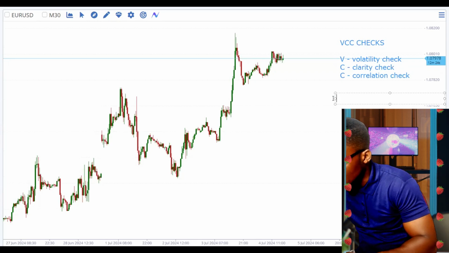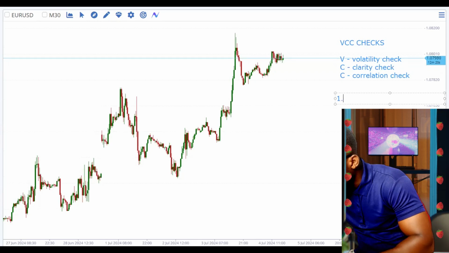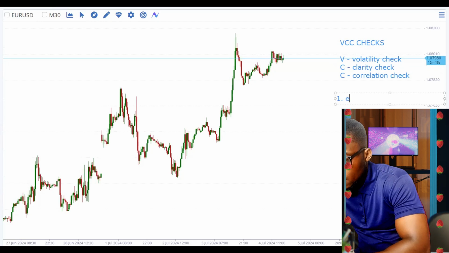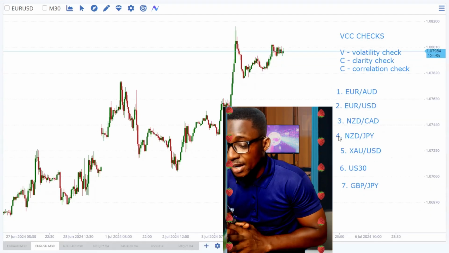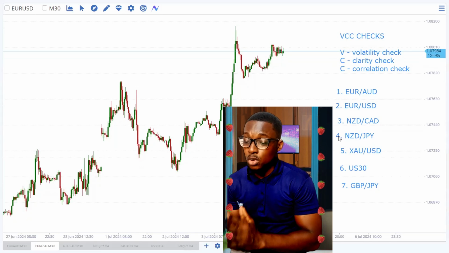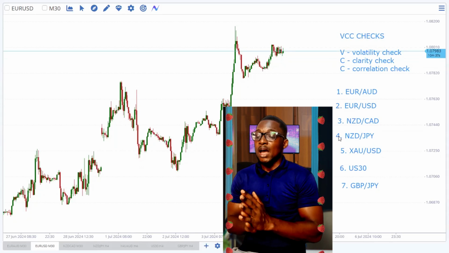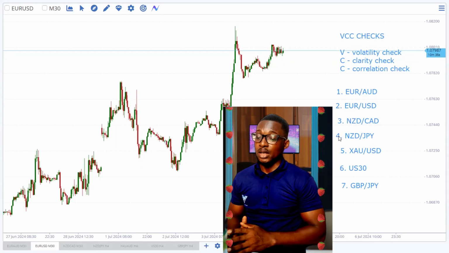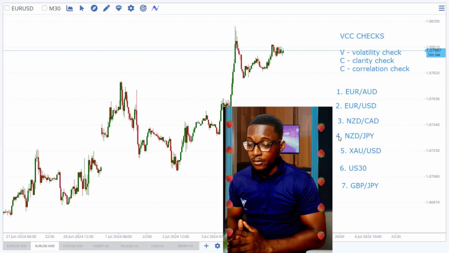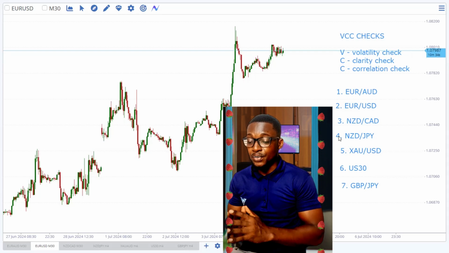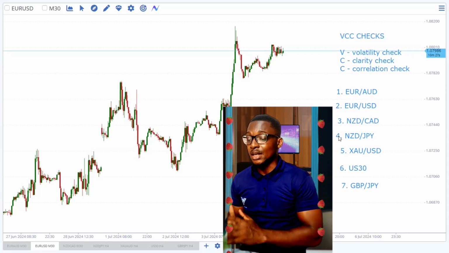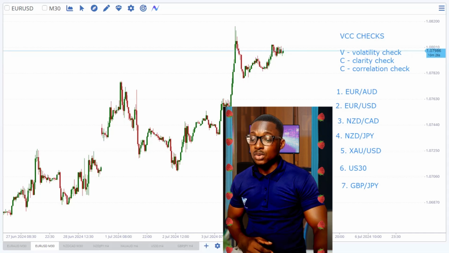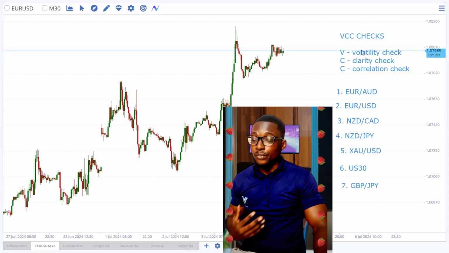So the first market here, we have EURUSD. In this example, I have 7 different markets that I want to choose from, right? I need to trade just 2 out of these 7, and all I need to do is to eliminate 5. So how do I eliminate the 5 and choose the best 2 that I need to be trading? Let's go about that. The first thing we need to do is to apply the volatility check.